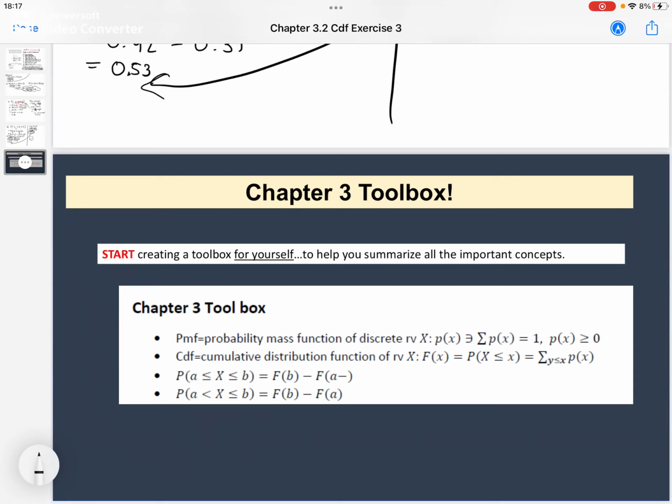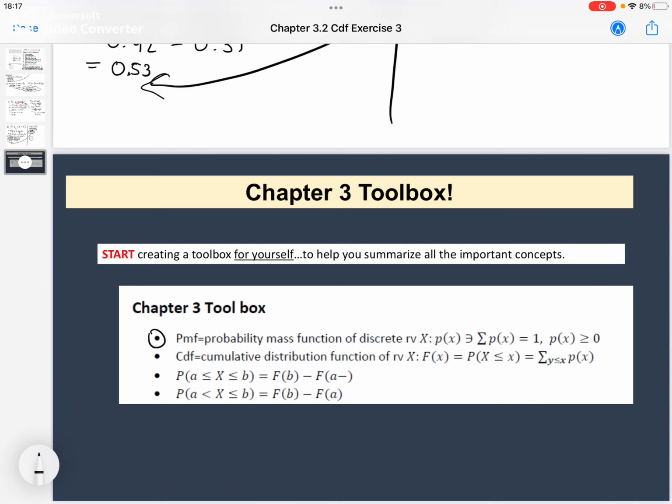Okay, so at the end of section 3.2, we have managed to use a couple of tools. So I would suggest that you start creating a toolbox for yourself, since the semester test and the exam will be a closed book test written on campus. And so it would be wise for you to make a note of all the formulas or the important things that you need to look out for in chapter 3.